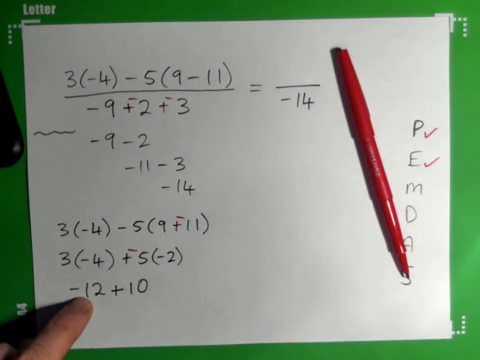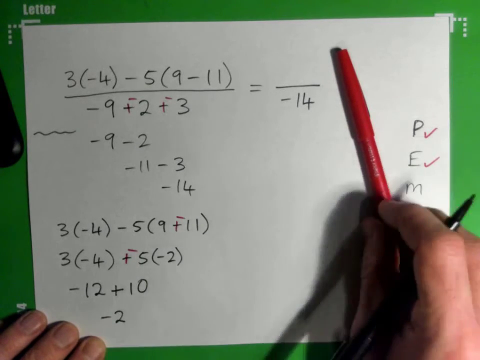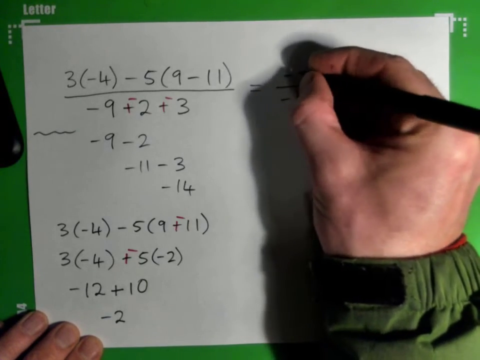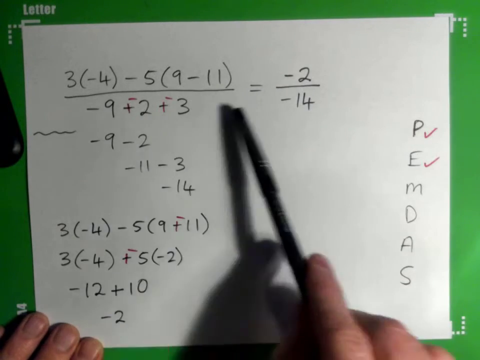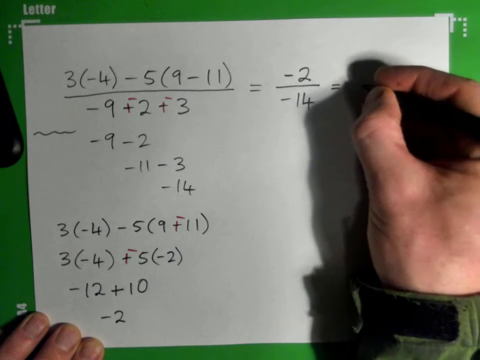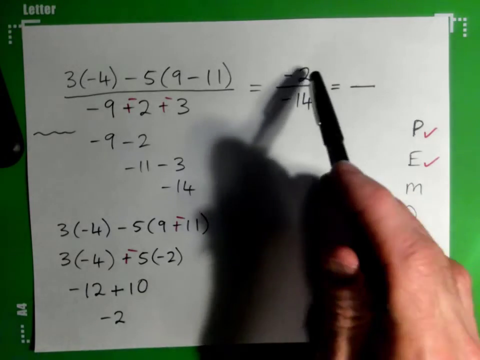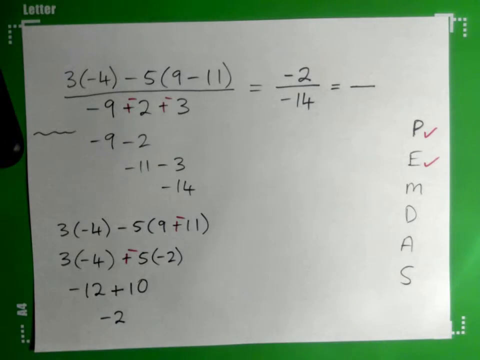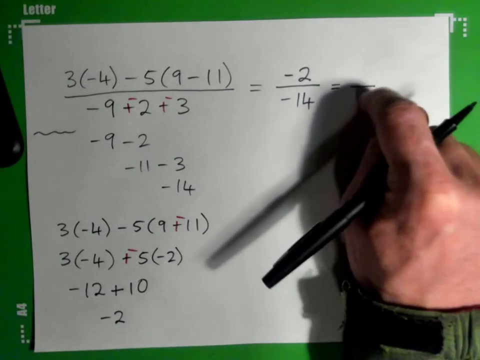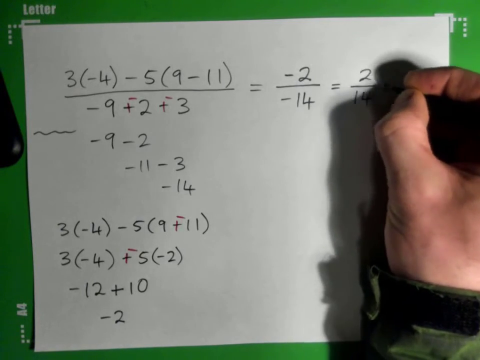12 negatives, 10 positives. Negative 2. Good. So the top becomes negative 2. The bottom became negative 14. We have negative 2 over negative 14. Let's start with figuring out what the sign of this fraction should be. It's a negative divided by a negative. It should be positive, yep. So you can just write for fun 2 over 14, right?